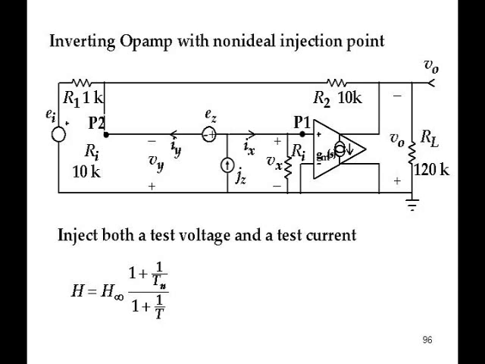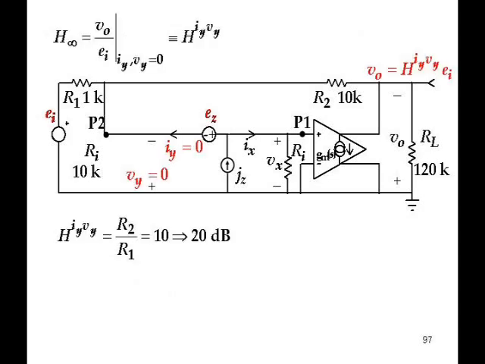Inject both a test voltage and a test current, and you can now null two signals simultaneously, and the two signals we've chosen because of the injection point are Vy and Iy. And they are the error voltage and the error current. Now remember, with only a single injection, if you nulled one of the error signals, the other one wasn't nulled. But now with two injected test signals, we can null both simultaneously.